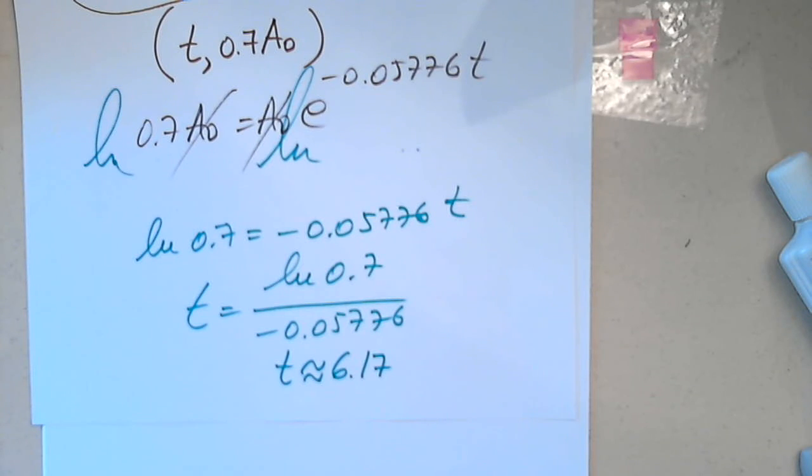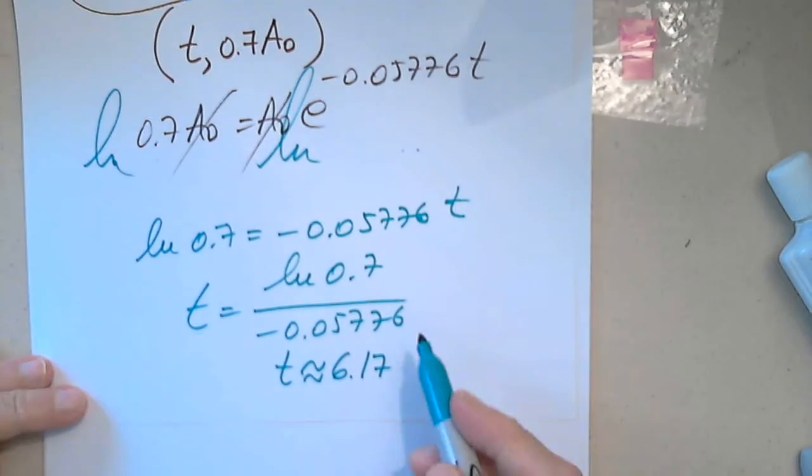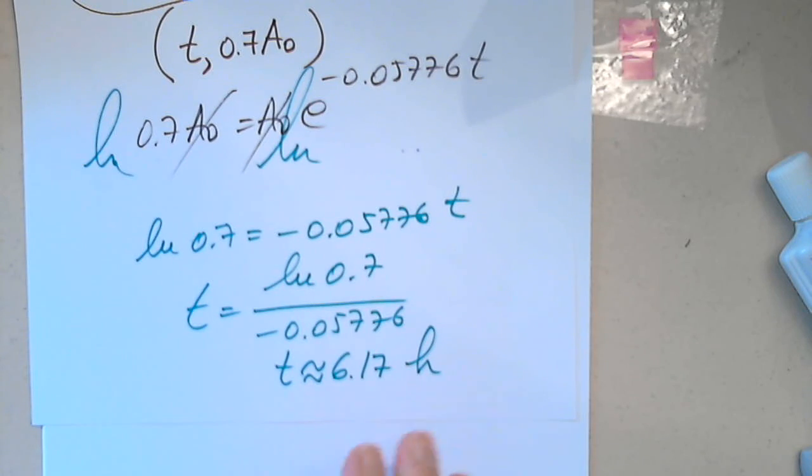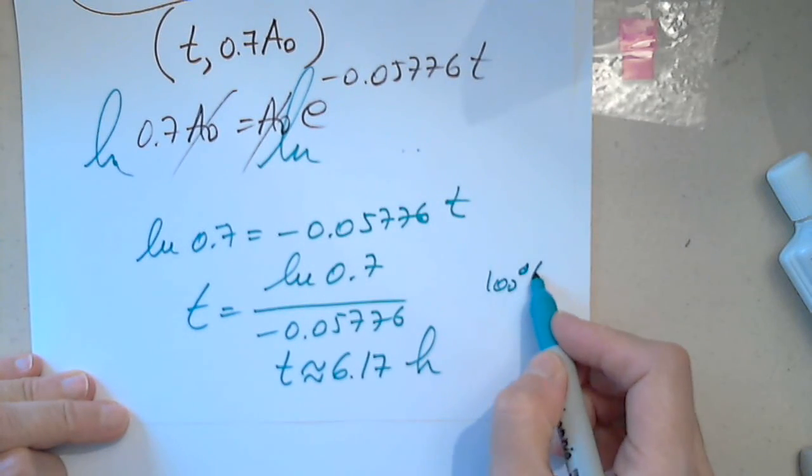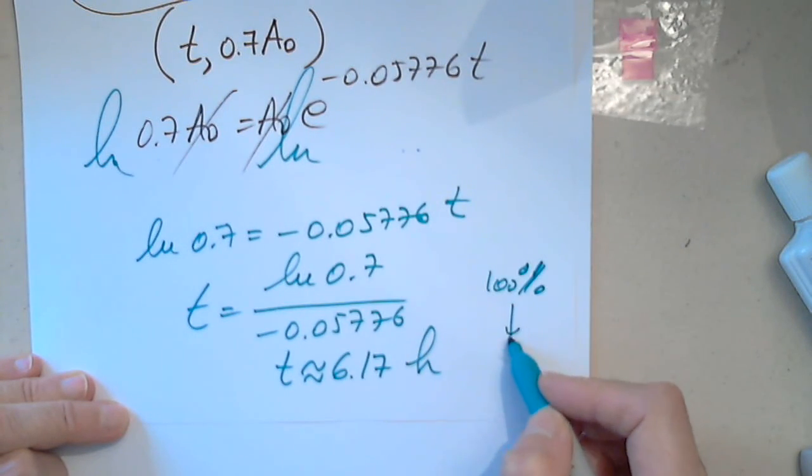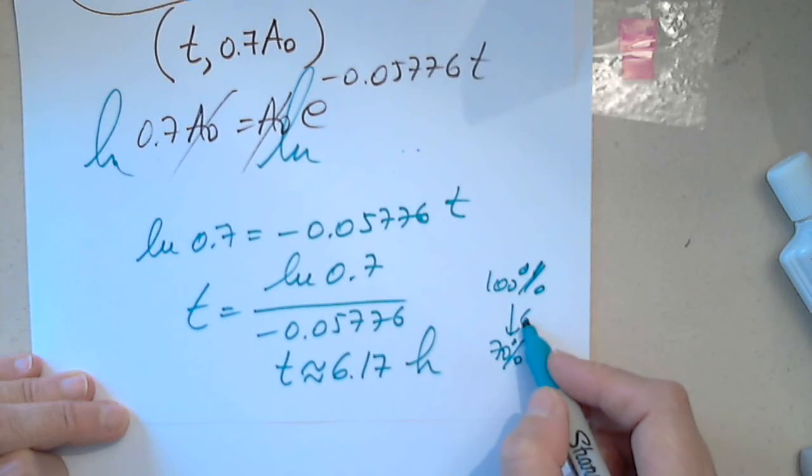Measurement unit. What does it mean? Is it hours? Yes, indeed. It is number of hours. I take the medication, the aspirin, right now. In 6 hours, it goes from 100% down to 70% of what I took.